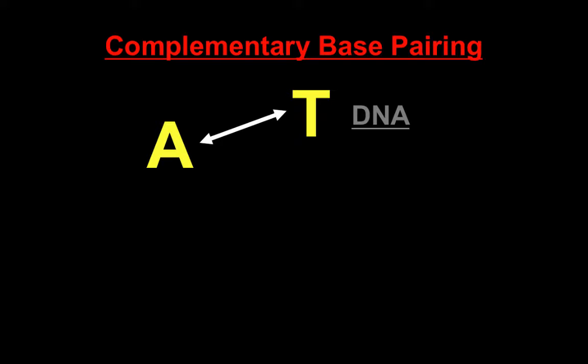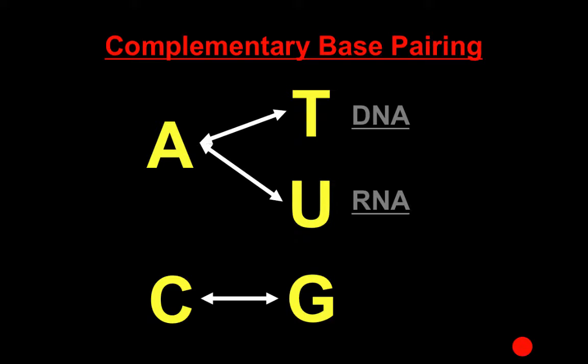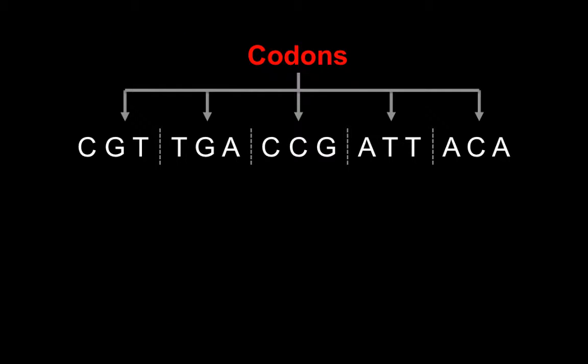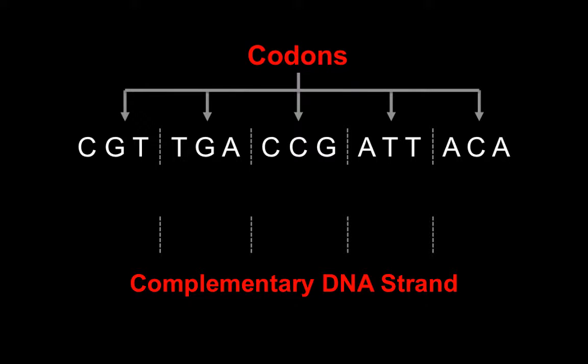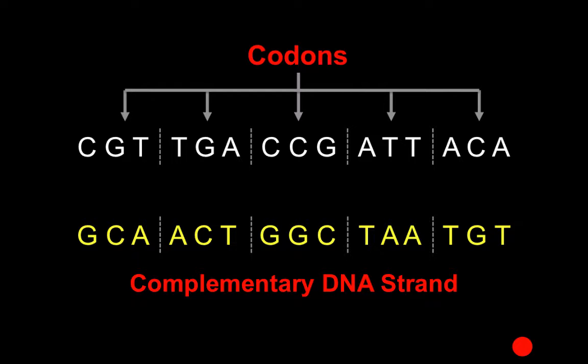Remember the complementary base pairing rule? So A goes to T in DNA, and A goes to U in RNA, and then C always goes to G. This is not a bad thing to write down first thing on the EOC. And now this code is set up as codons, or sets of 3 bases. If I ask you to do the complementary DNA strand, all you'll do is use the complementary base pairing rule. And so C goes to G, G goes to C, and T goes to A. And you'll do that for each one of the codons for the second complementary strand.